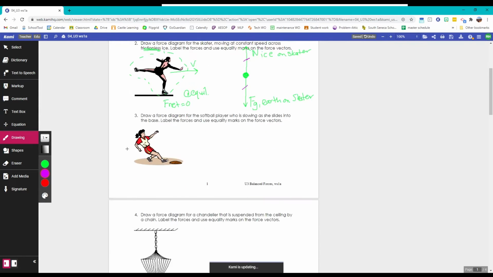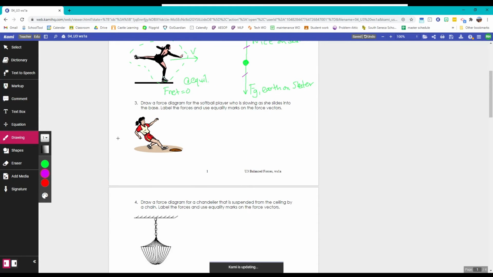Great, let's look at 3. So softball player. I'm going to draw a line around my softball player. They are my system. I don't care about the plate or the ground. Reduce the softball player to a dot. They are a particle. And then let's look at forces. So she's slowing. So her velocity is this way, but she's slowing, so there's acceleration, which means F net is not 0. They're not at equilibrium.